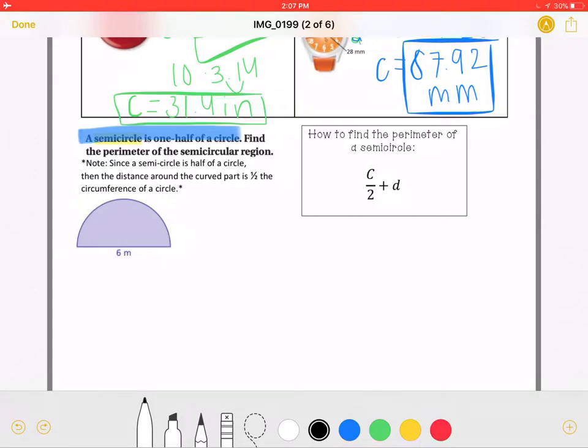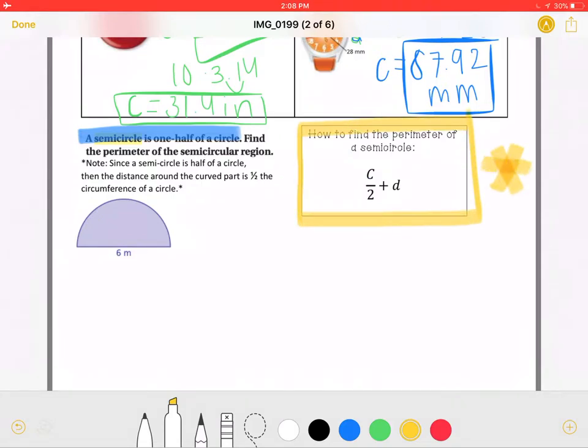Note that since a semicircle is half of a circle, the distance around the curved part is half of the circumference of a circle. Guys, the circumference of a circle is just us finding the distance around the circle, basically the perimeter. So we're going to find the circumference of the full circle and then divide it by 2 since it's only half of that circle. Then we add back in this base here, this 6, which is represented by the diameter. So this is our equation for finding the perimeter of a semicircle.